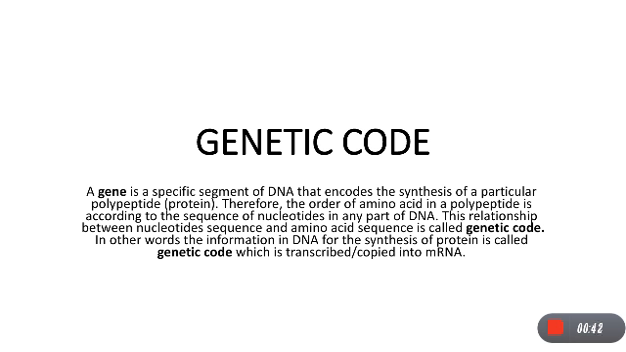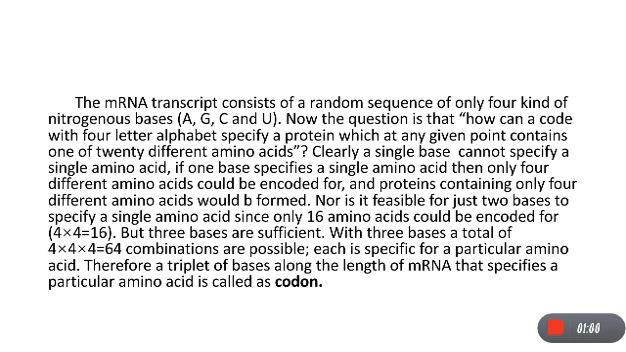In other words, the information in DNA for the synthesis of protein is called genetic code, which is transcribed (copied) into messenger RNA. In simple words, the relationship between nucleotide sequence and amino acid sequence is called genetic code. The messenger RNA consists of a random sequence of only 4 kinds of nitrogenous bases: adenine, guanine, cytosine, and uracil.